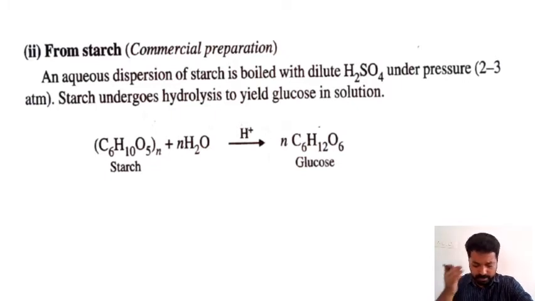Because there is an excess of acid in this solution, the excess acid is neutralized by calcium carbonate and precipitated as calcium sulfate, which is removed by filtration. The filtrate is decolorized by boiling with some animal charcoal. Finally, the resulting solution is evaporated in vacuum pans to get the glucose crystals, which are then collected.